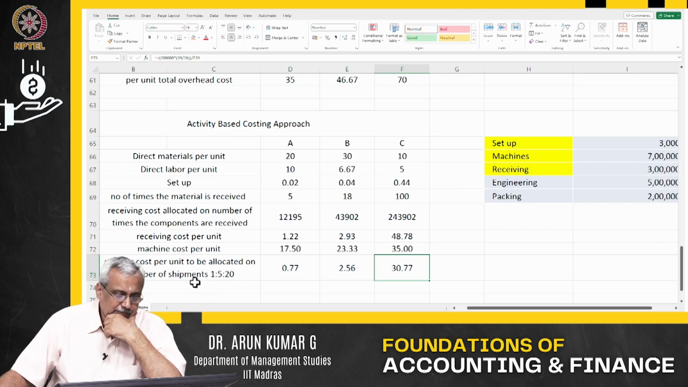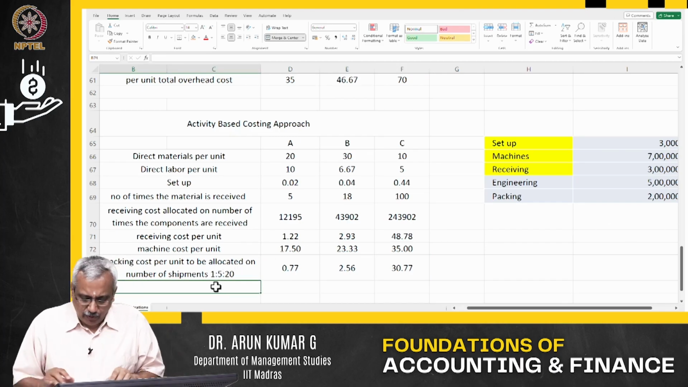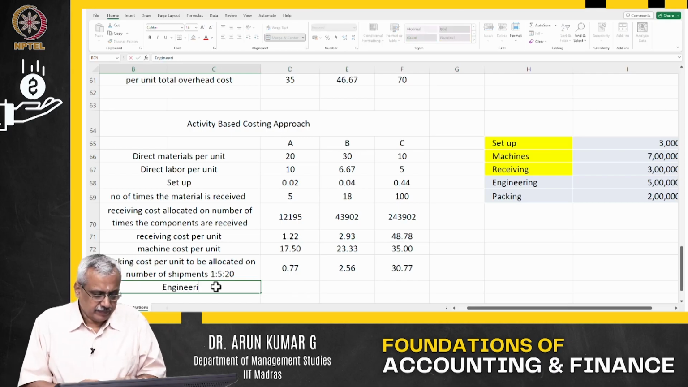So packing is basically allocated based on the number of shipments. Now we have engineering.